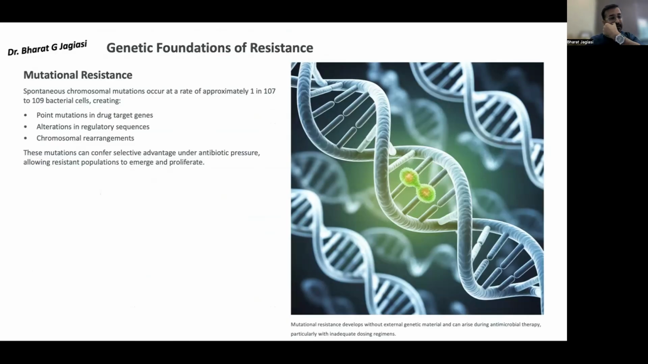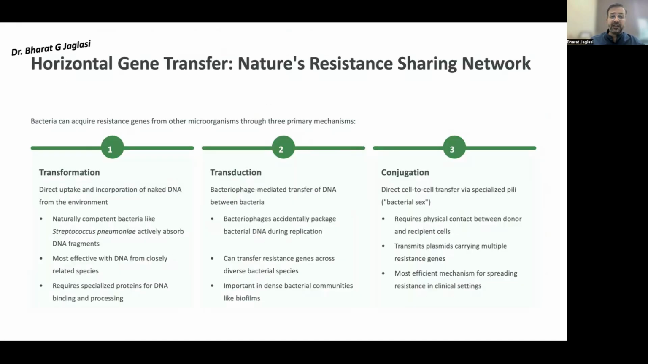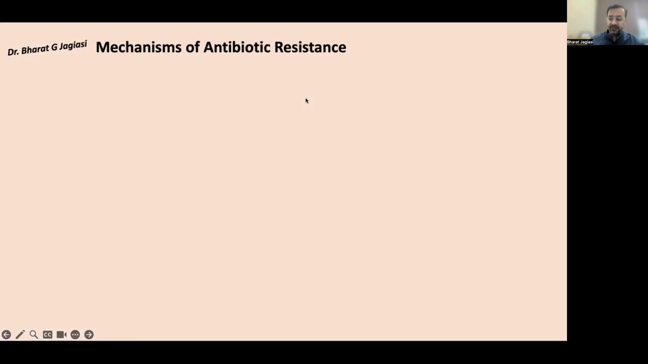So when we talk about the mutational resistance, we see one in approximately 10^7 to 10^9 bacterial cells create point mutations in drug target genes and alterations in the related regulatory sequences. When we talk of horizontal gene transfer, that is nature's resistance sharing network. So we have transformation, where the direct uptake and incorporation of naked DNA from the environment happens. Transduction, which is bacteriophage mediated transfer of DNA between the bacteria. And conjugation, that is direct cell to cell transfer via specialized pili, which is also called the bacterial sex.